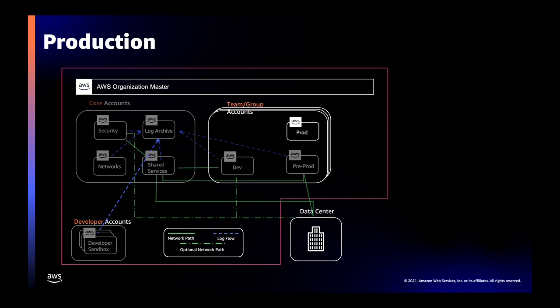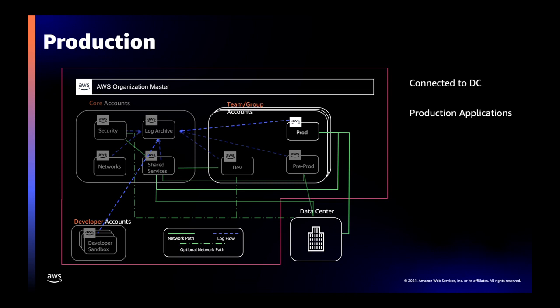So, the next type of account is production. Production will, again, probably be connected to the on-prem data center, connected to shared services, where the production applications live. So it's a lockdown environment. Those applications are promoted from pre-production. There'll be very, very limited, restricted access at this point.